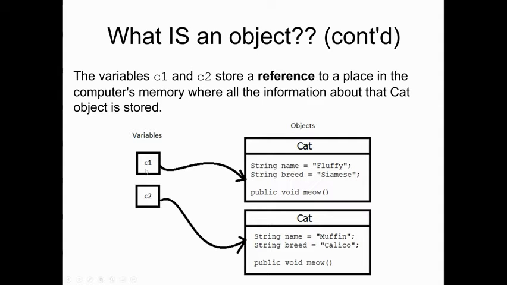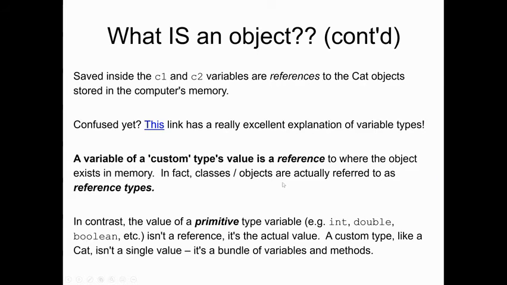The variables c1 and c2 store a reference to a place in the computer's memory where all the information about that Cat object is stored. So c1 points to a Cat whose name is Fluffy and its breed is Siamese, and that cat can say meow. c2 points to a Cat, and in memory, its name is Muffin and its breed is calico, and it can also call the meow method. Saved inside the c1 and c2 variables are references to the Cat object stored in the computer's memory.